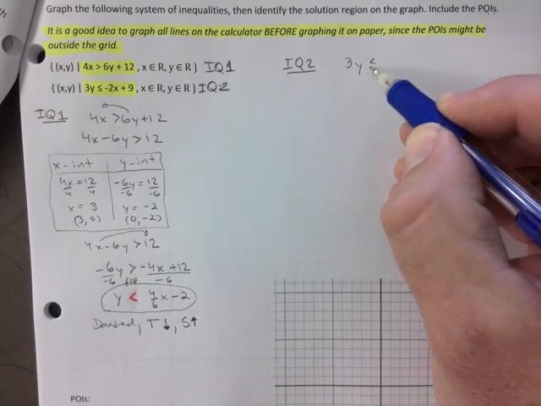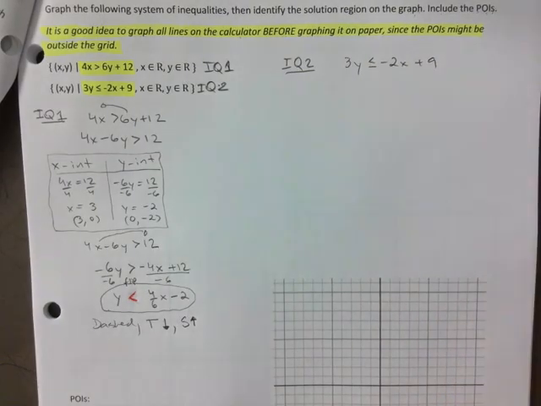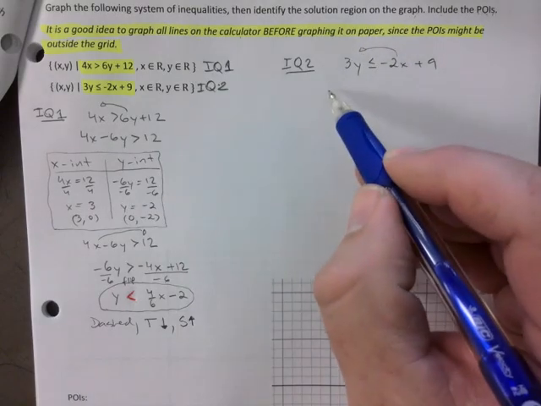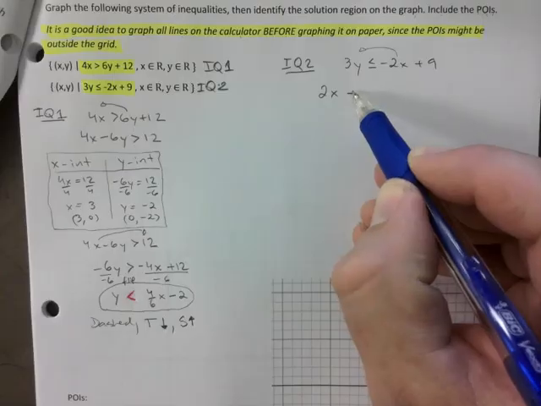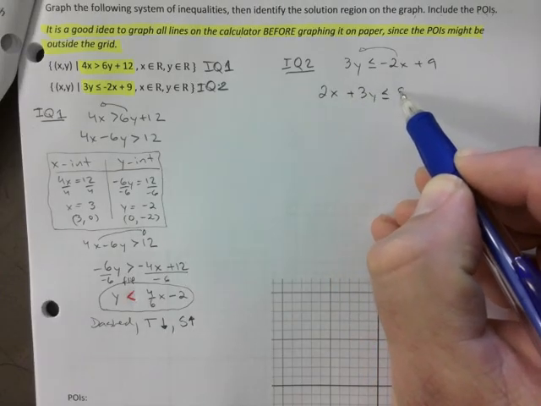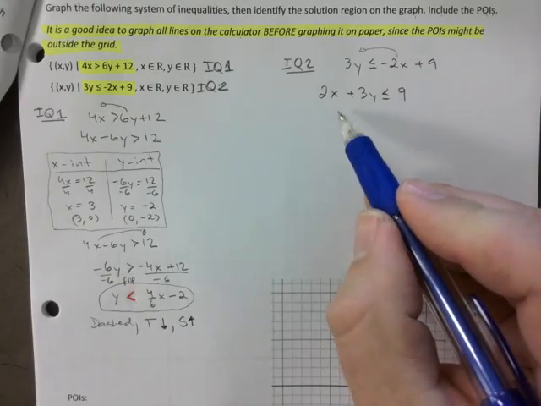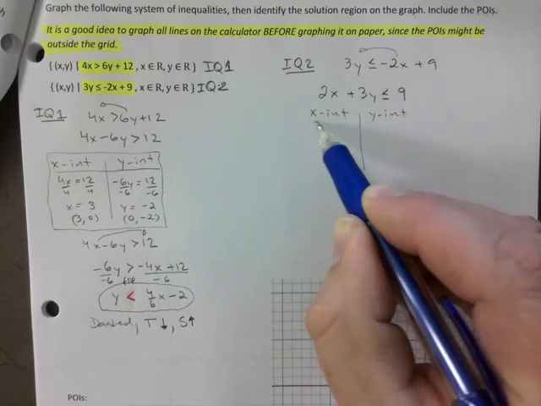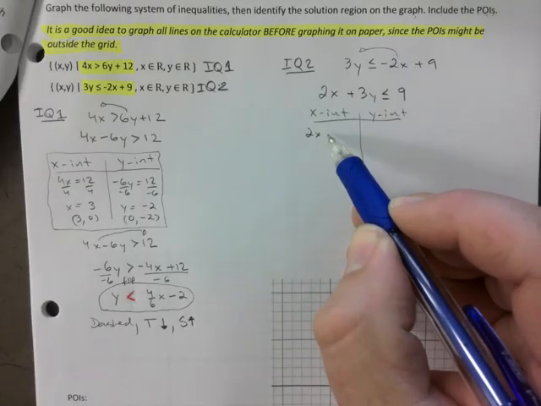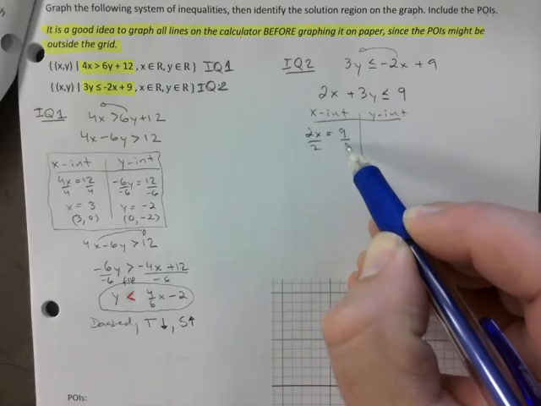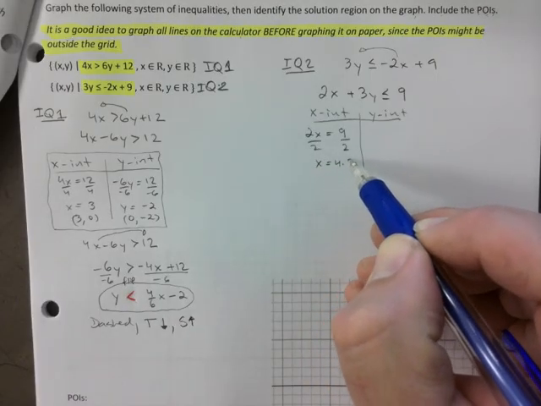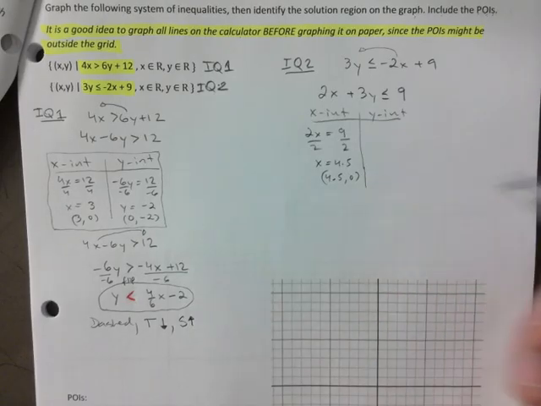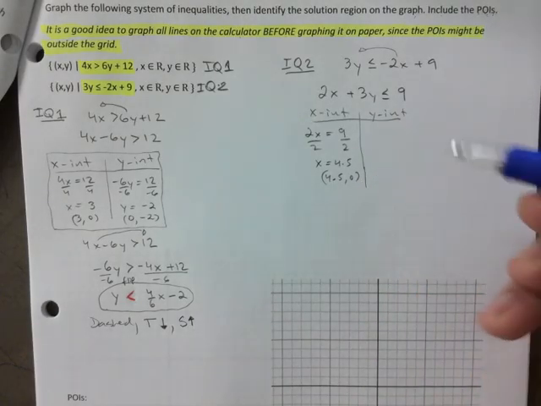3y is less than or equal to negative 2x plus 9. This is not how I want it, so I'm going to bring the 2x over. It comes adding. The 3y is less than or equal to 9. Let's find the intercepts. 2x is equal to 9, divide by 2, x is equal to 4.5. These are there for you to graph the lines on the grid. That's the main reason, and to catch if you made a mistake.